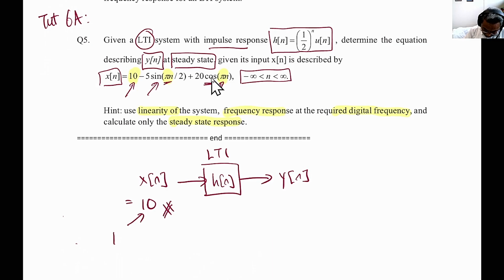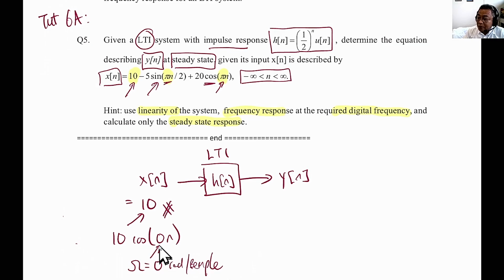So what is 10? It is actually 10 times cosine of omega n, where omega is 0. So basically a constant 10 can be viewed as a cosine with frequency radians per sample equal to 0. Why is this so? Well, 0 times any n is 0, cosine of 0 is 1, so 10 remains constant for all n. Now what about the output?